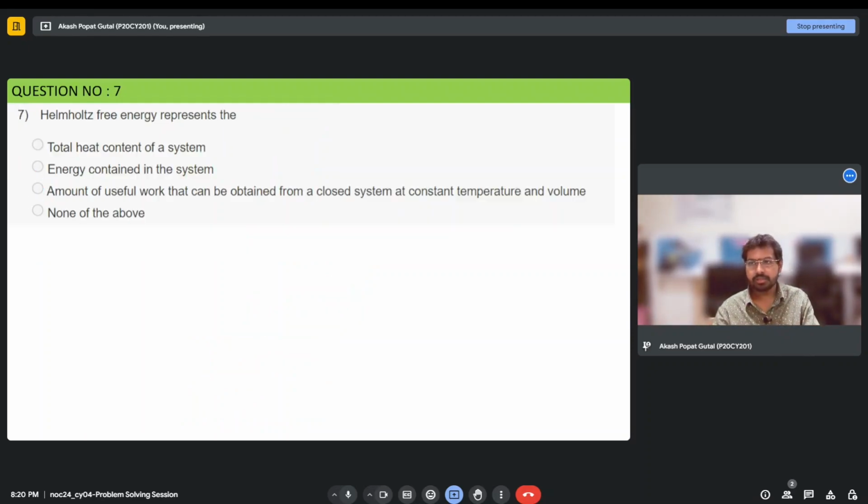Next question is, Helmholtz free energy represents the total heat content of a system, energy contained in the system, amount of useful work that can be obtained from a closed system at constant temperature and volume, none of the above.